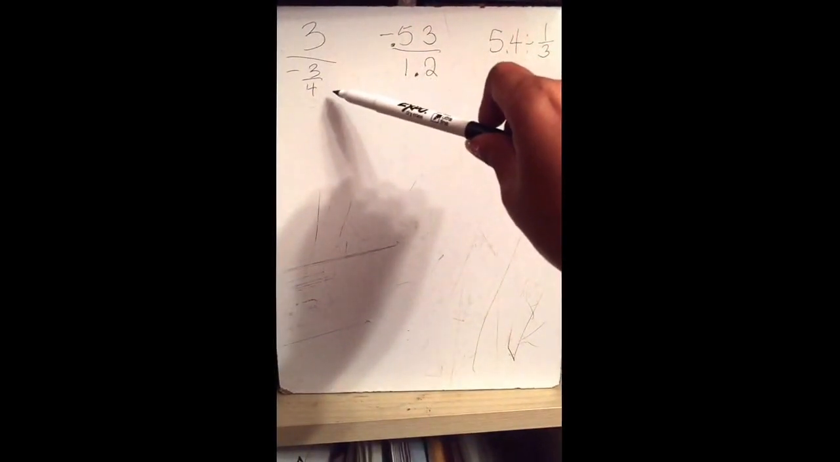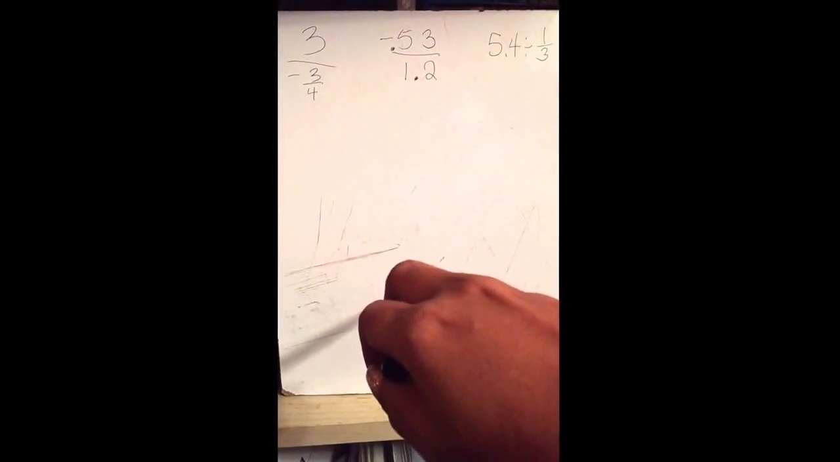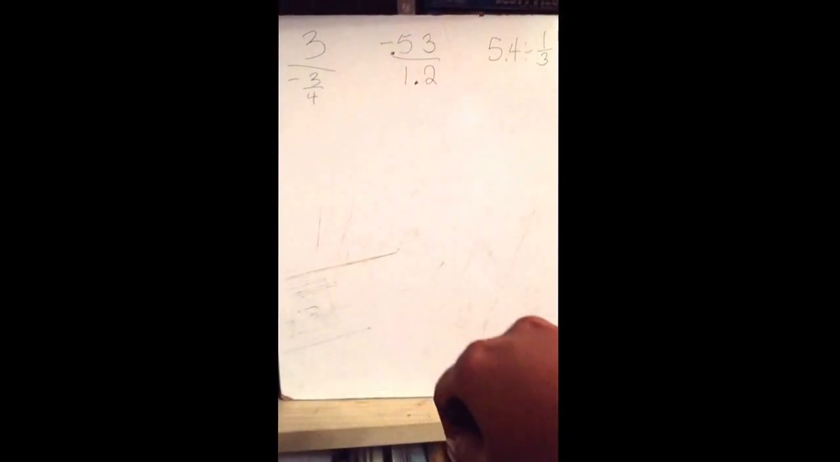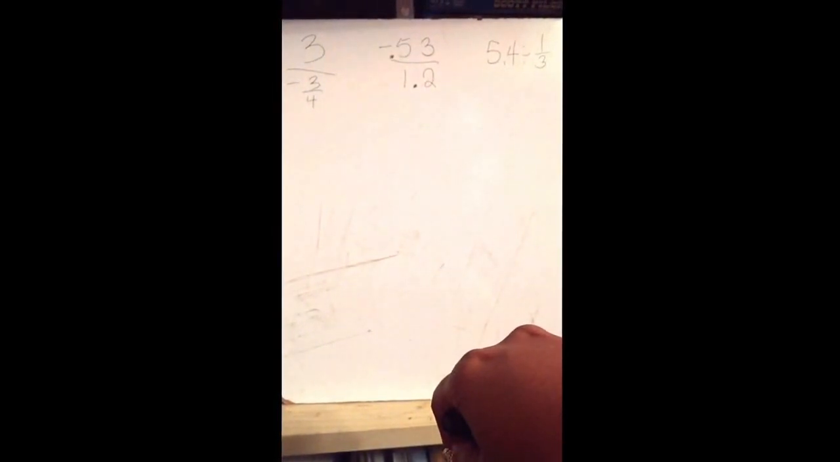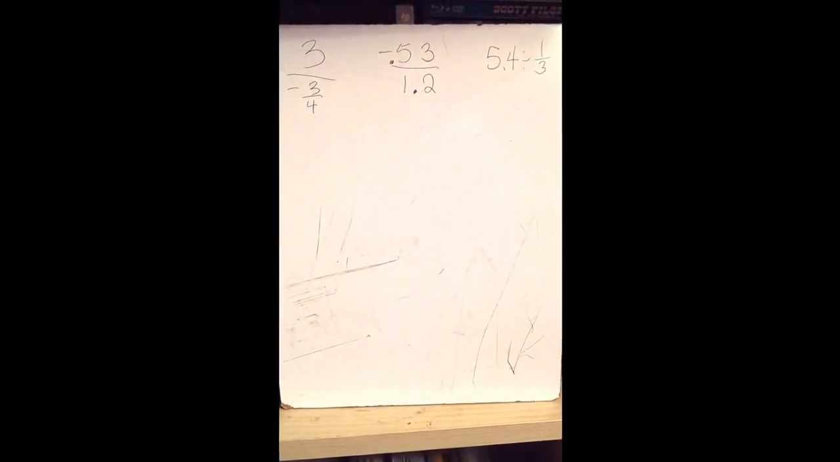3 divided by negative 3/4. Negative 53 hundredths divided by 1 and 2/10. And 5 and 4/10 divided by 1/3. And in each case, I'm going to do more likely either long division or some other kind of fraction one. And this is where the thinking work comes in.